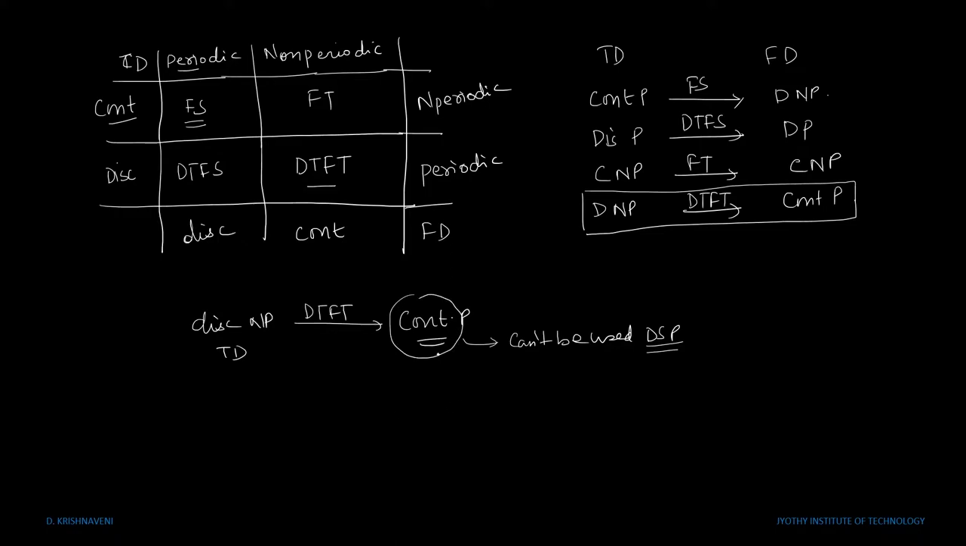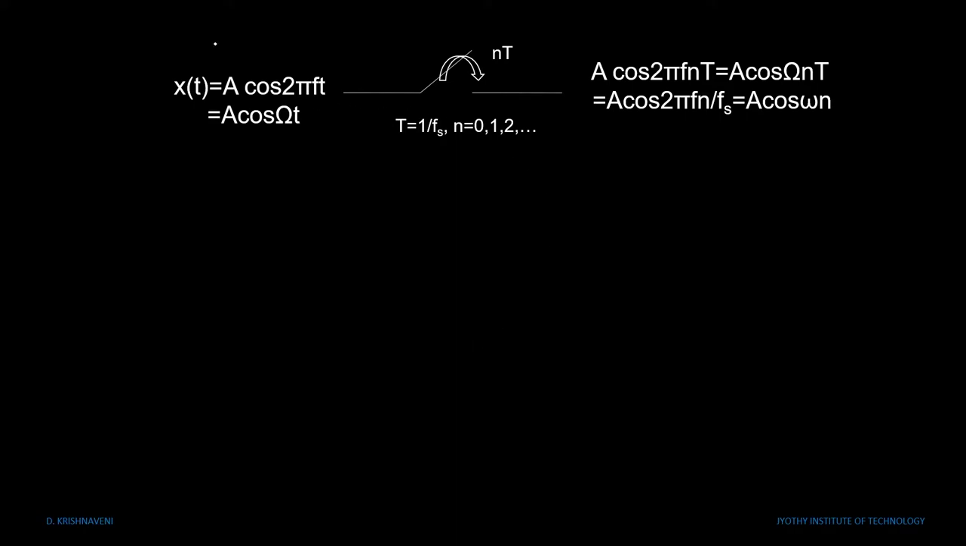Because the signal is continuous in nature, we have to convert this to a digital signal. How do we convert it? We perform the sampling operation. How is the sampling operation done? Sampling operation is done by applying the input signal x of t, which is a cos omega t, through a switch. You assume that this particular switch closes at every capital T intervals of time.